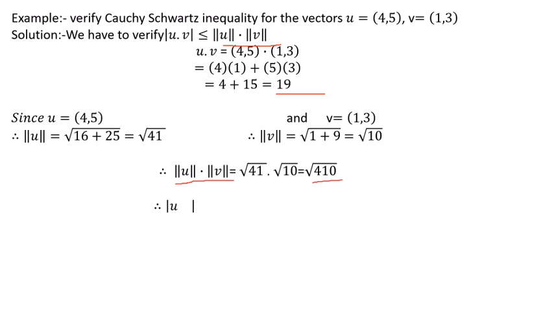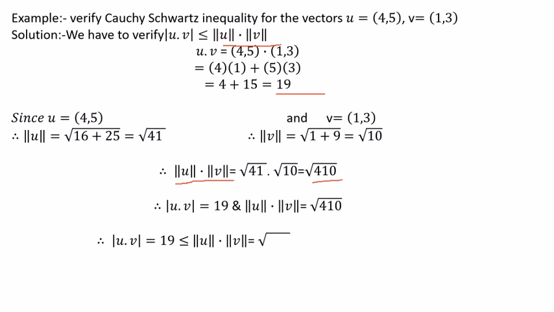So what can we write? Therefore, we can write modulus of u dot v is 19 and norm u into norm v is equal to root of 410. And if you observe carefully, 19 is less than root 410. That is, we can write modulus of u dot v equal to 19 is less than or equal to norm u into norm v, which is root of 410.